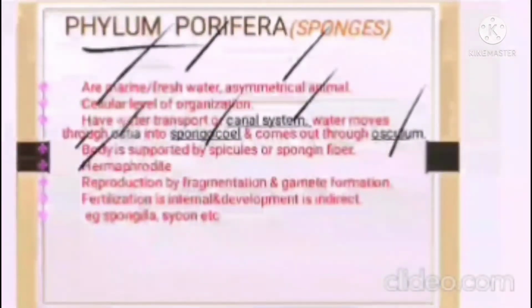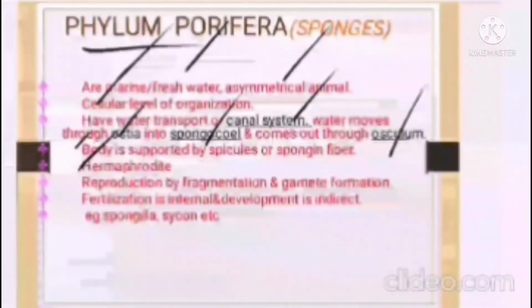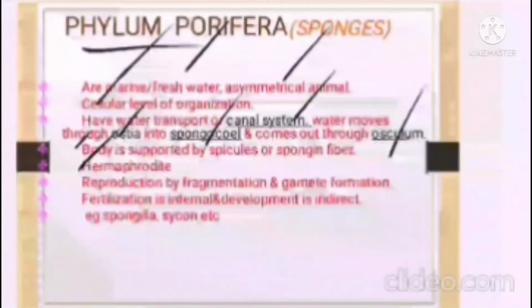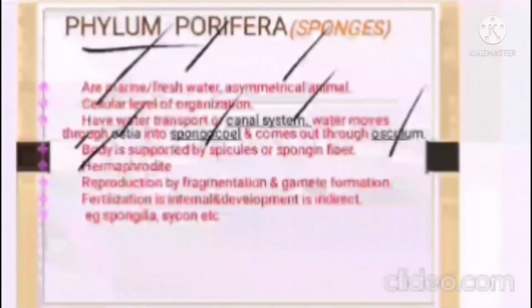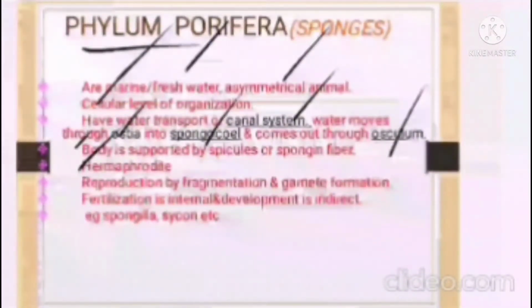Hermaphrodite. What do you mean by the term hermaphrodite? Both the male and the female sex organs are present in the same animal. We are not hermaphrodite, male is different, female is different, but here the porifera is hermaphrodite, which means both the male organ as well as the female organ are present in the same organism. Hermaphrodite, we call it bisexual. You know bisexual flowers, isn't it?